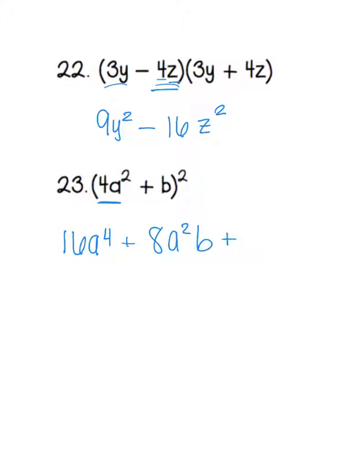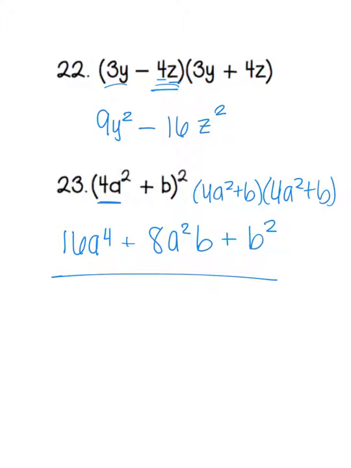So plus b squared. Again, I can FOIL 4a squared plus b. I can FOIL that out, and I will get the same answer for 23.